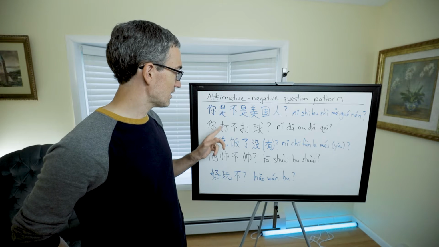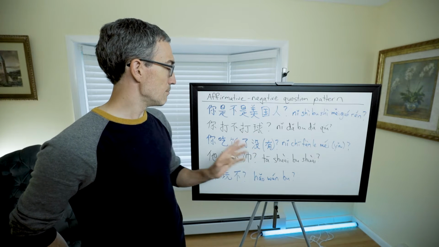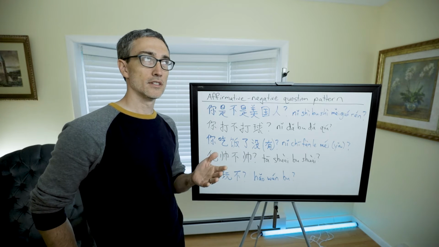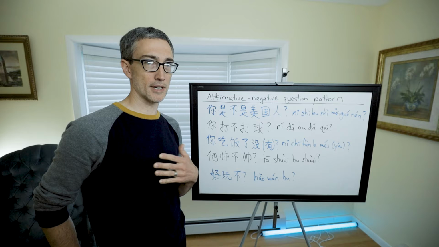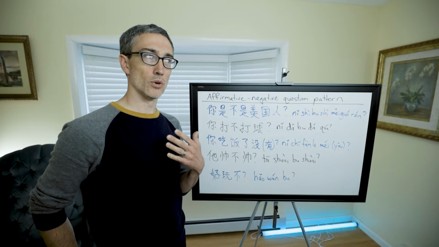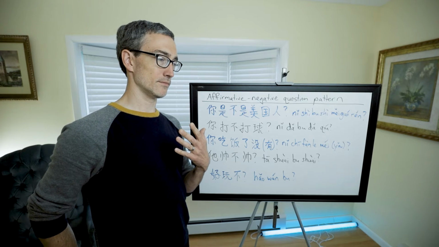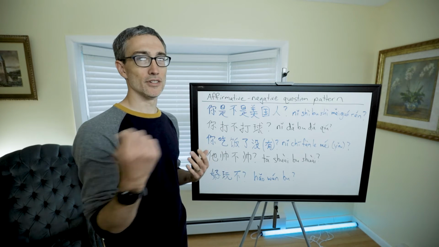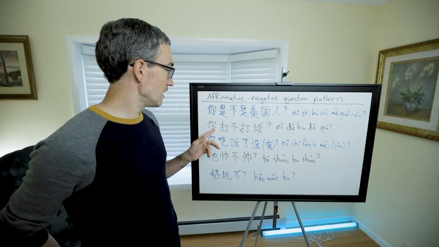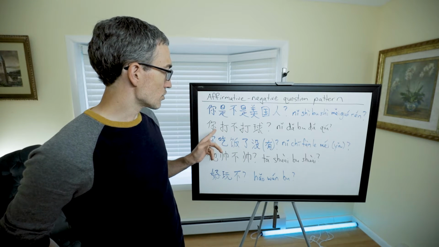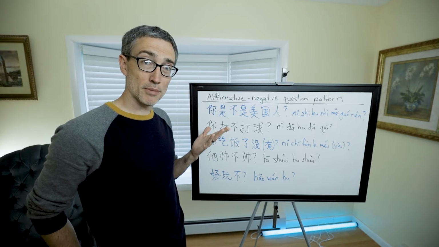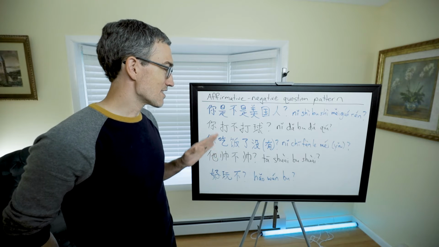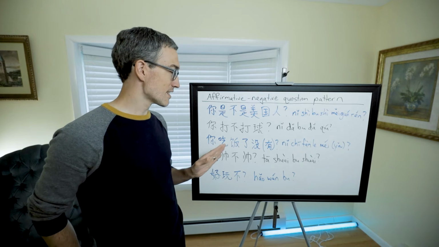Here's another example. 你打不打球? 打球 means to play ball, or it can apply to different sports like basketball or badminton or different things. So 你打不打球? So are you going to play ball? That's what it means. 你打不打球? Here's an example of the same idea, but you'll notice that it's a little bit different.